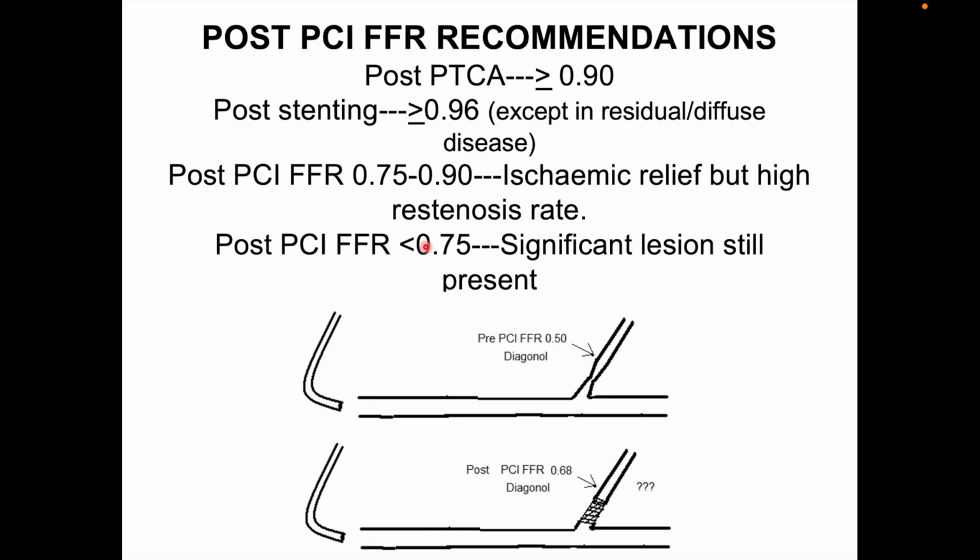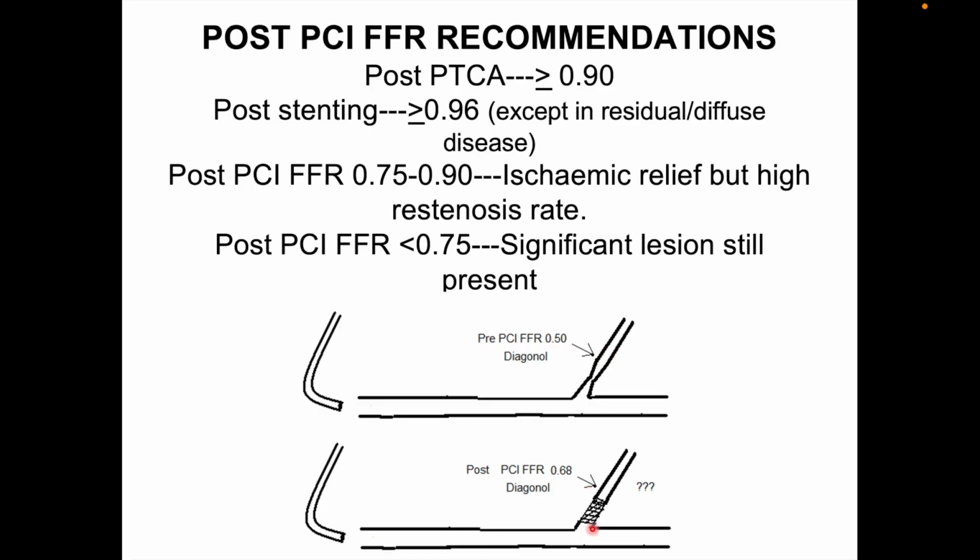Now, I don't have the case with me, but I can tell you that this is a diagrammatic representation of that case, where the patient was very symptomatic and the only disease we could find was an intermediate appearing diagonal disease in a good size diagonal. So since it was intermediate, we wanted to be sure if the FFR was significant. We did an FFR in the diagonal, it came out to be 0.50, which was surprising. With an intermediate disease in the diagonal, FFR was highly significant.